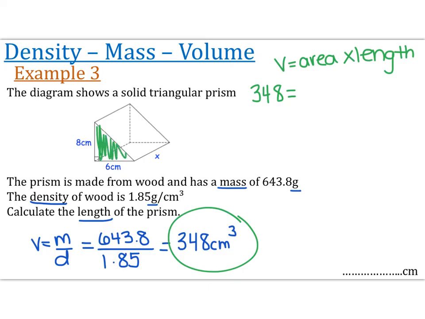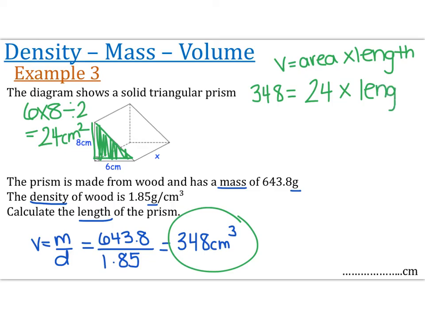Now this triangle right here, remember how do you find the area of a triangle? It's going to be 6 times 8 divided by 2. 6 times 8 is 48, divided by 2, that's going to give us 24 centimeters squared. So the area is 24, and we want to times by the length. That's what we're trying to find. So if we want to find the length, we can just work backwards and divide. So x, which we were looking for, is 348 divided by 24.